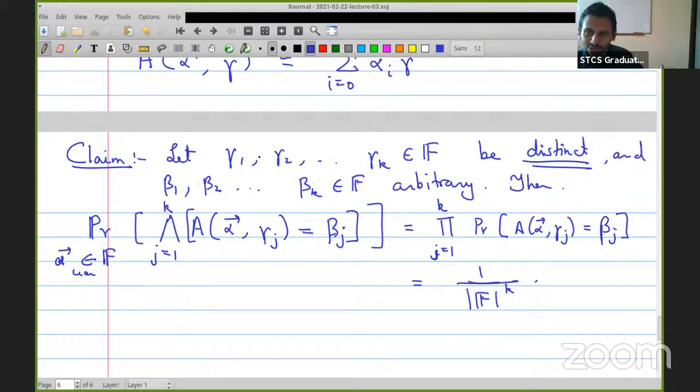And because there are |F| to the k alphas, and they were chosen uniformly at random from all these |F| to the k choices, the probability on the left is exactly equal to the probability on the right. And now the middle equality just follows because you marginalize out all the k minus 1 others, and you get that each single one of these probabilities is 1 over |F|. So the crucial thing is that this is actually equal to the uniform distribution, and hence it's also independent.